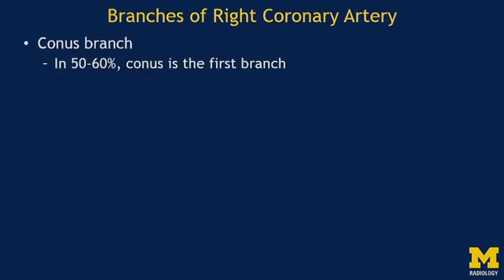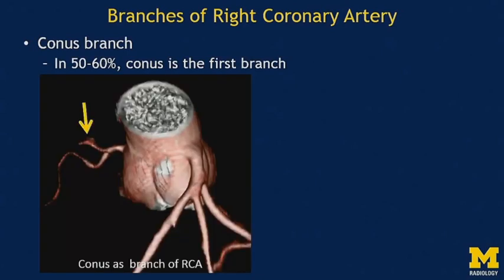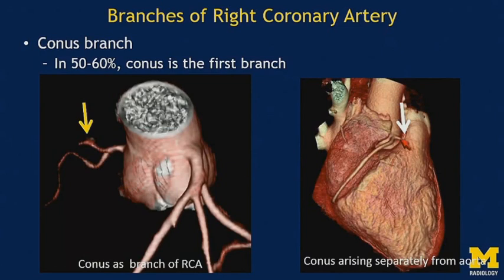So what are the branches? The first branch in a little over half the patients is a conus branch, which, as the name suggests, supplies the conus or the right ventricular outflow tract. So here is the conus branch, you can see on this volume rendered image. But what happens in the other 40 to 50% of individuals is that the conus may just arise separately from the aorta and not as a branch of the right coronary artery.